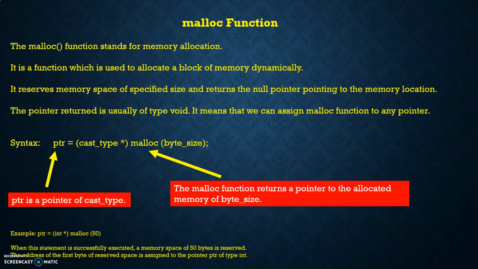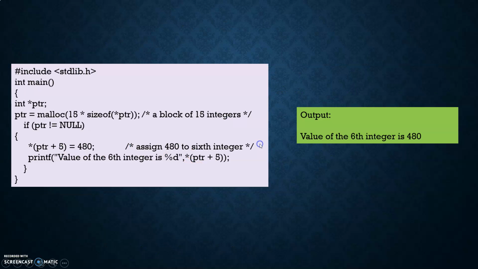Why will it return a pointer? To the allocated memory of byte size. Why is it pointing to it? Because it will show that the memory is pointed to by ptr and it is allocating an element of size 50. Clear? Take an example, it will be much clearer.